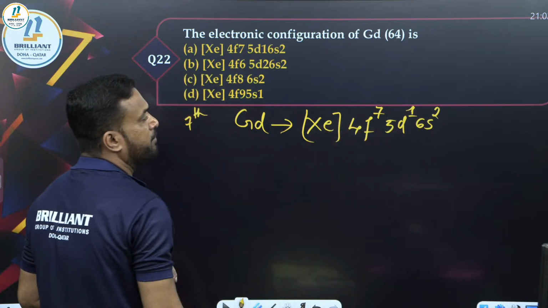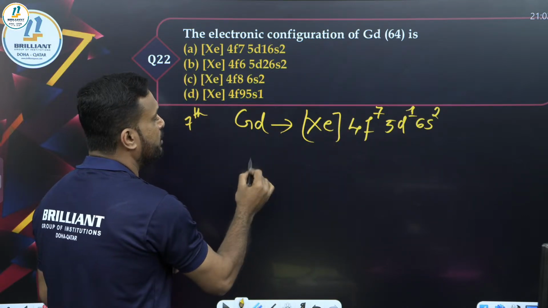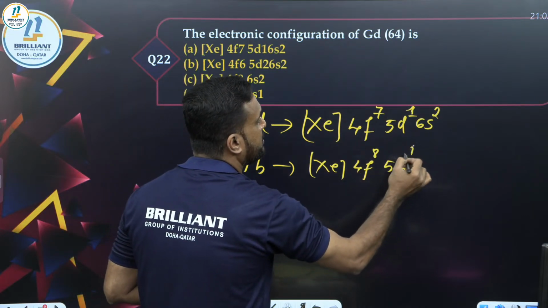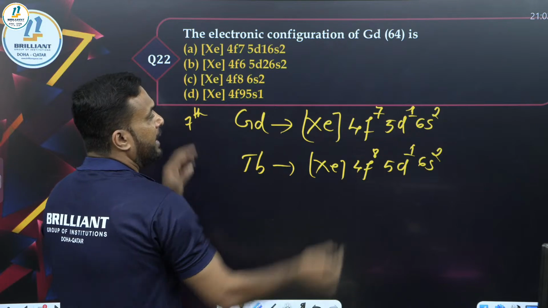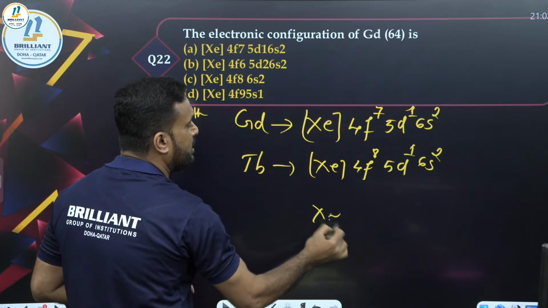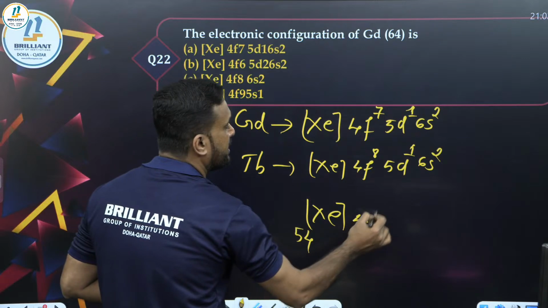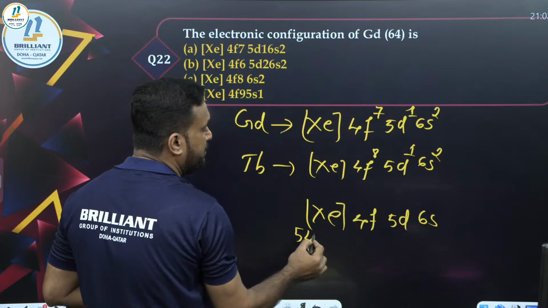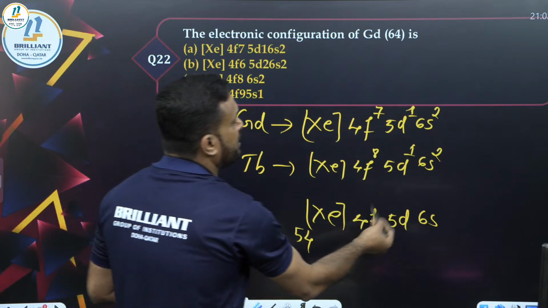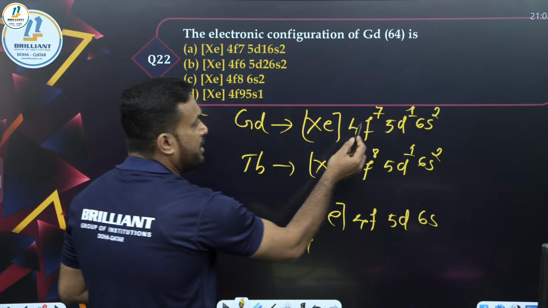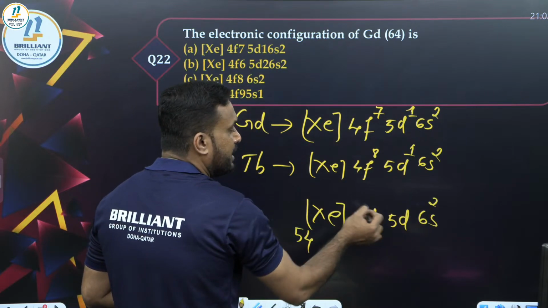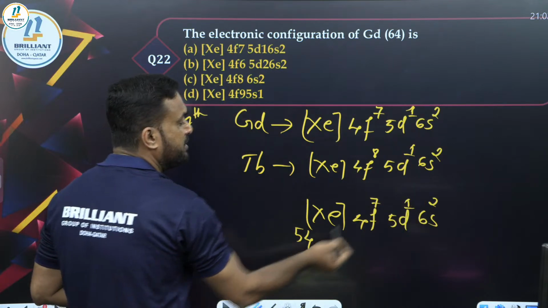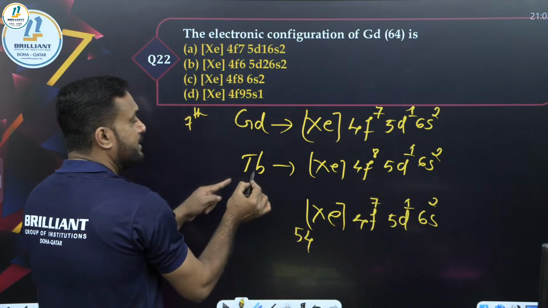7th element means this way you remember, and terbium was the 8th element. That is what I told you, Tb. 8th element means you can remember like this: 4f8, 5d1, 6s2. 8th element is terbium. And otherwise you can remember like this: you know that xenon is 54. After that 4f comes, then 5d and 6s. Here 54 is over. Then you have to add 10. So 10 you have to add, here anyway it will be 2. Here due to half-filled stability it will be 7. 7 plus 2, 9, means 1 will be coming. So 54 plus 10, 64. That way also you can remember, terbium is the 8th element.